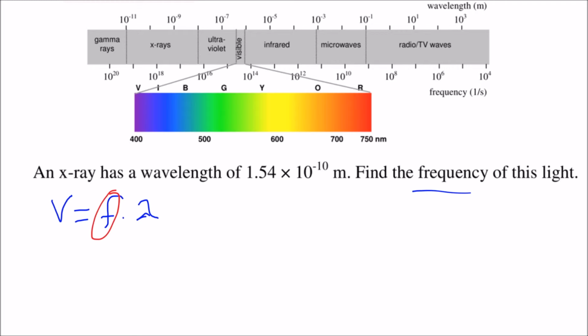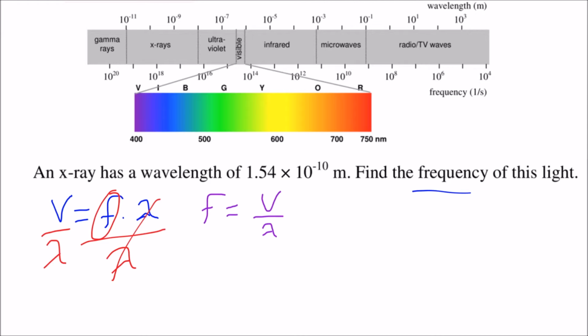And then we're going to undo what's happening to it. Right now it's being multiplied by the wavelength, so we are going to divide by the wavelength on both sides of the equal sign. Those cancel out, and so the new formula is frequency equals velocity over wavelength.